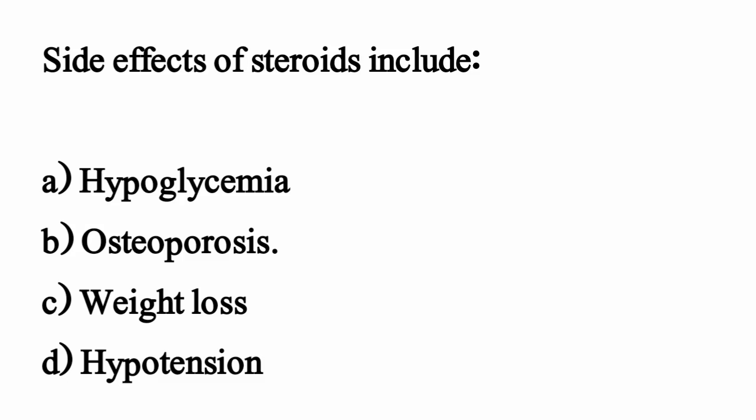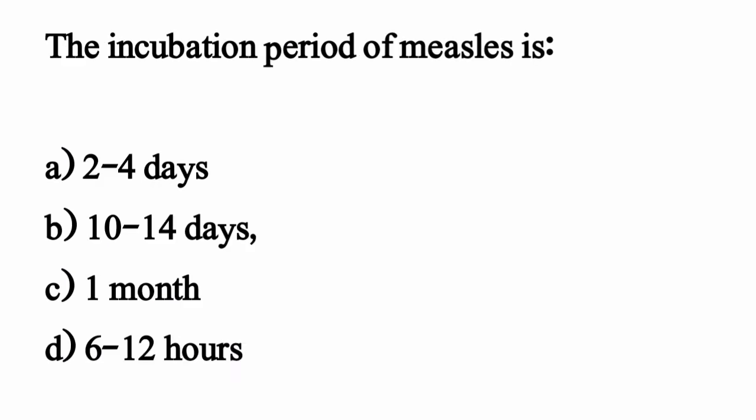Side effects of steroid include. The correct option is option B, osteoporosis. The incubation period of measles is. The correct option is option B, 10 to 14 days.